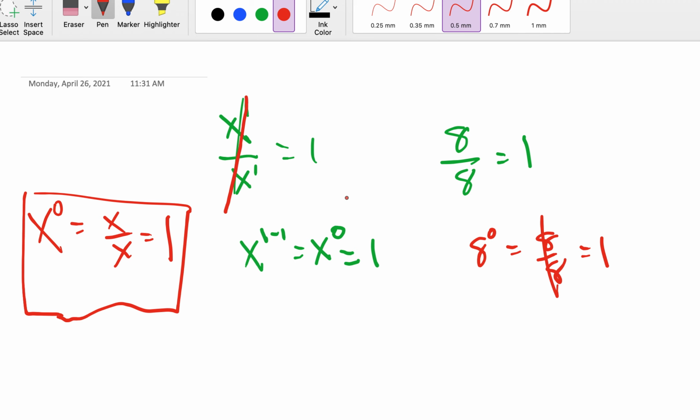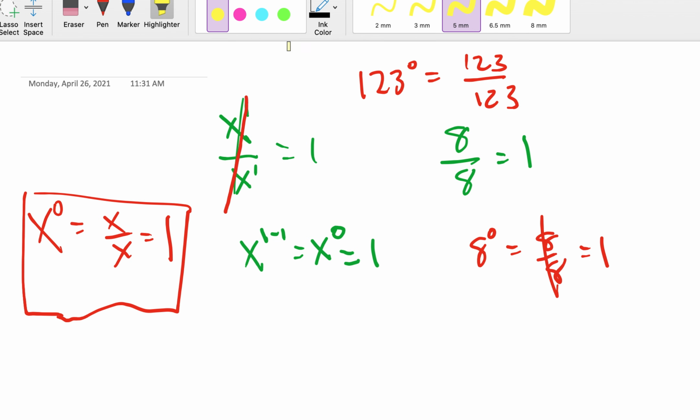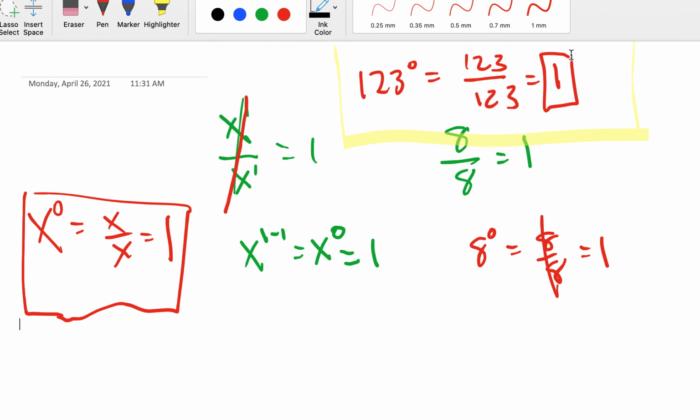So that's really the main concept of why x to the 0, or any number to the 0, is the way it is. 123 to the 0 is the same as 123 over 123. And 123 divided by itself will always give us 1. So x to the 0 is 1.